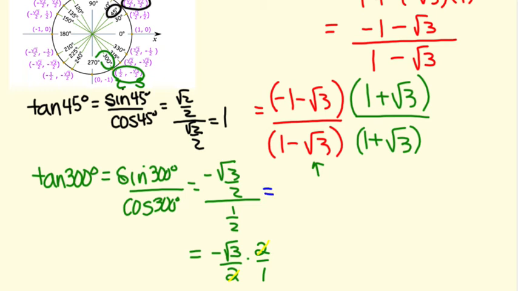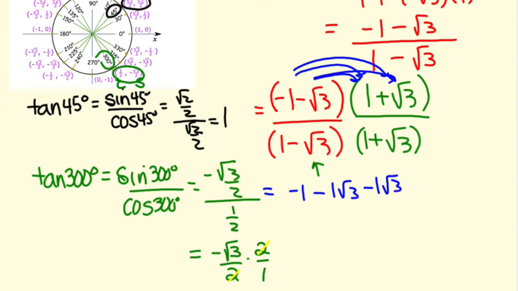So negative 1 times 1 is negative 1. Negative 1 times square root of 3 is negative 1 square root of 3. Negative square root of 3 times 1 is negative 1 square root of 3. And then negative square root of 3 times square root of 3 is negative 3. There is our numerator. In our denominator, we get to use our cheater foil because we're multiplying by conjugate. So we only have to worry about the first and the last. Negative square root of 3 times square root of 3 is negative 3.